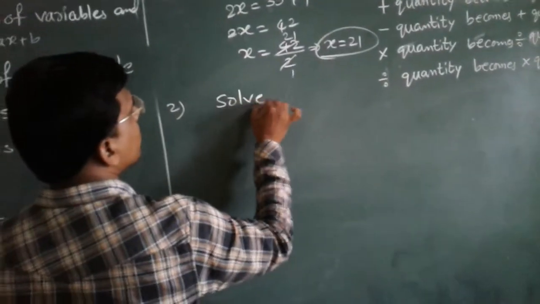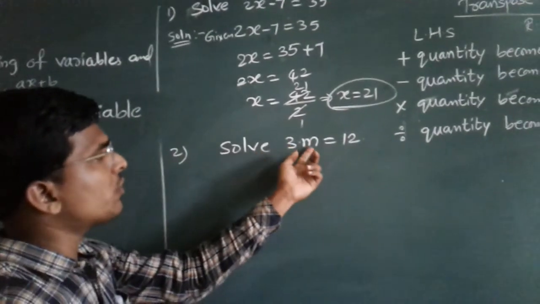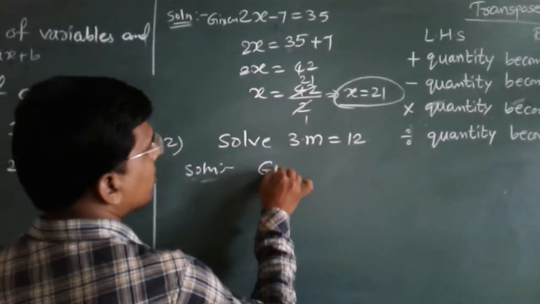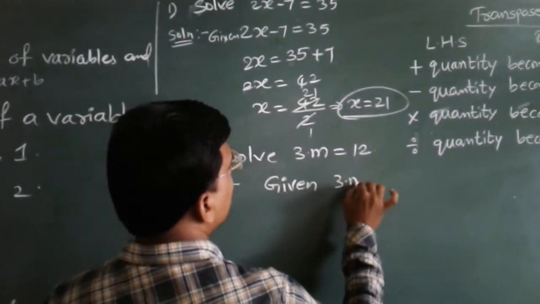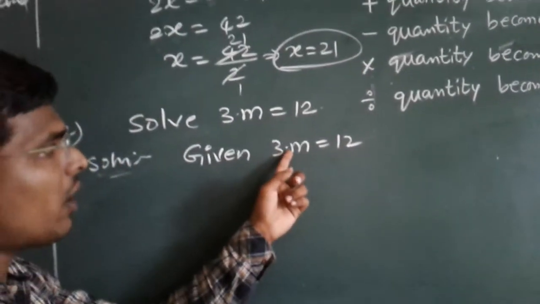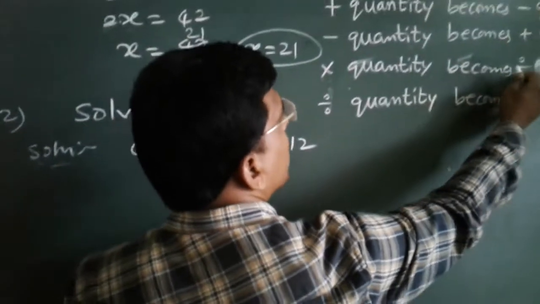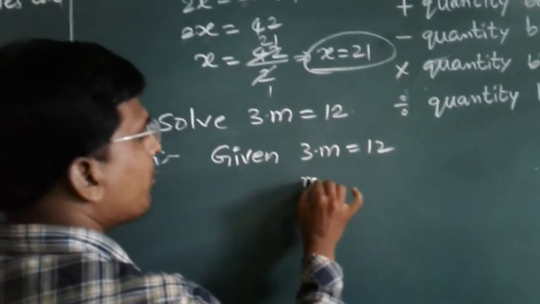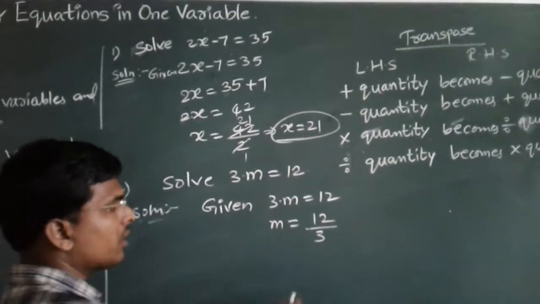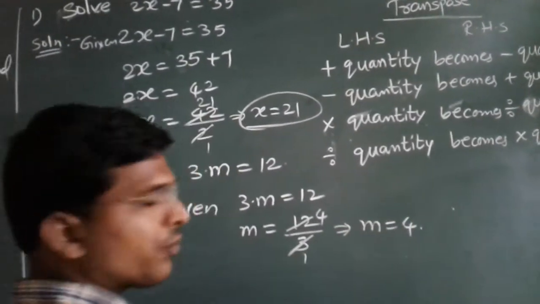In the same way we can solve the next problem, the second one. Solve 3 times m = 12. Here we should find the value of m. Solution: given 3 times m = 12. Here between the variable and the constant we have the into sign. If it goes to the right hand side, into quantity becomes divided by quantity. So m = 12 by 3. 12 divided by 3: 3 ones are, 3 fours are. Therefore the m value is 4.